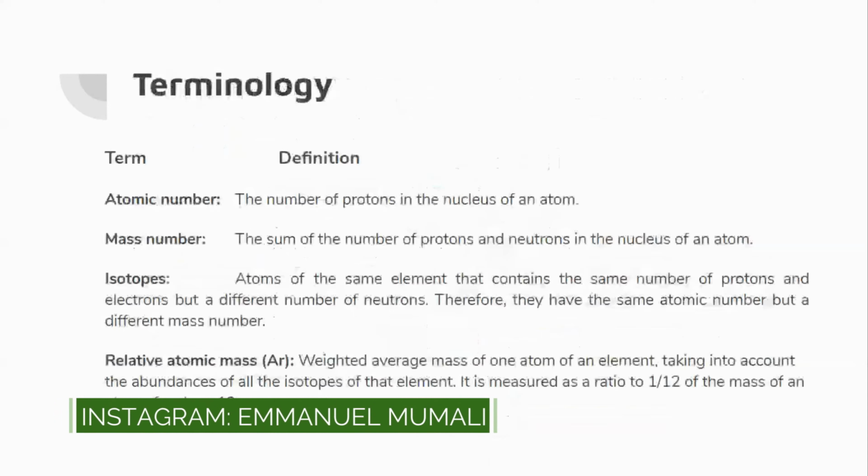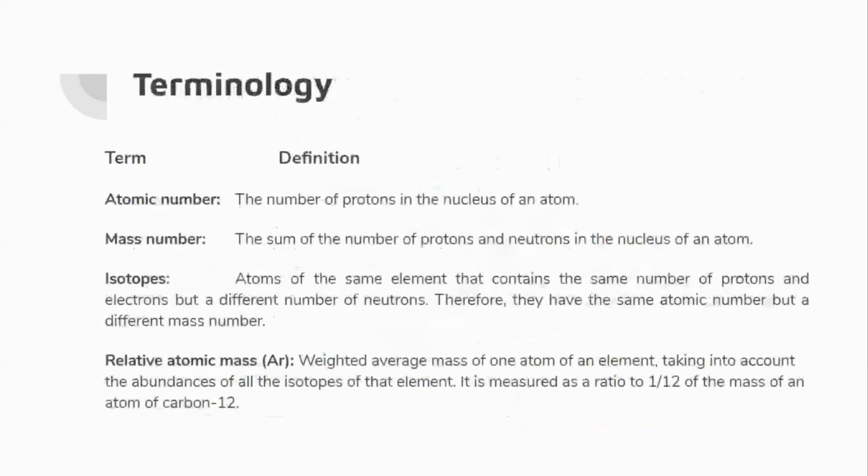The relative atomic mass is the weighted average mass of one atom of an element, taking into account the abundances of all isotopes of that element. It is measured as a ratio of 1 over 12 of the mass, or a 12th of the mass, of an atom of carbon 12.